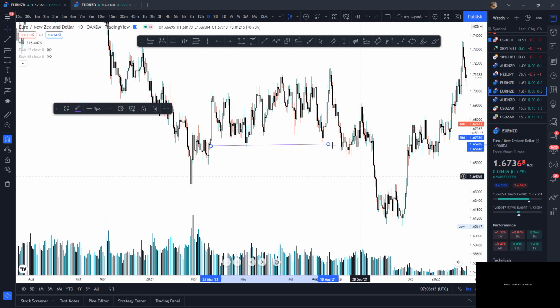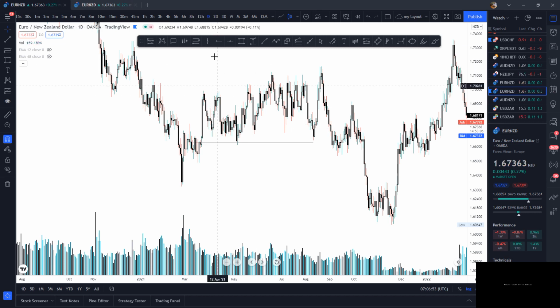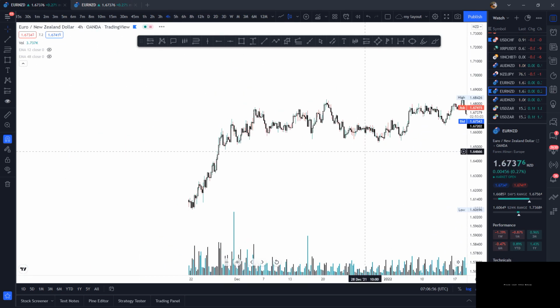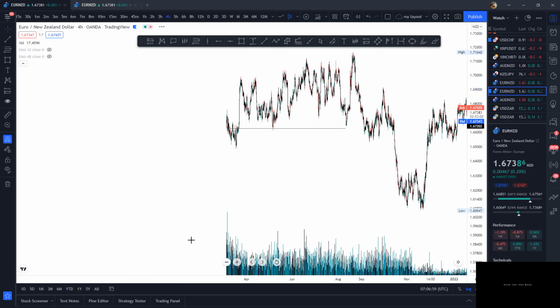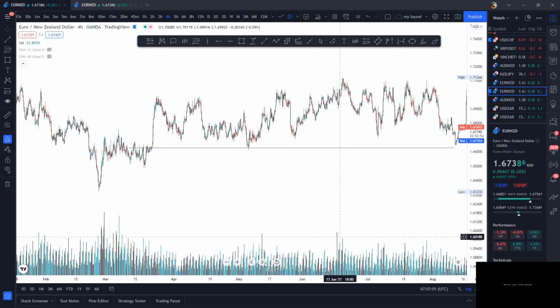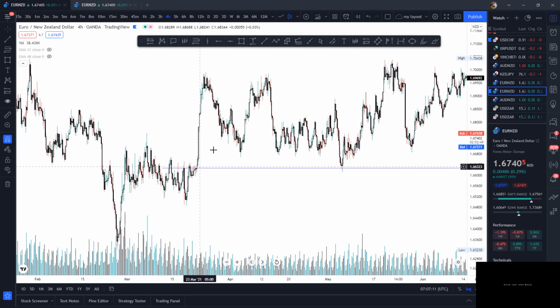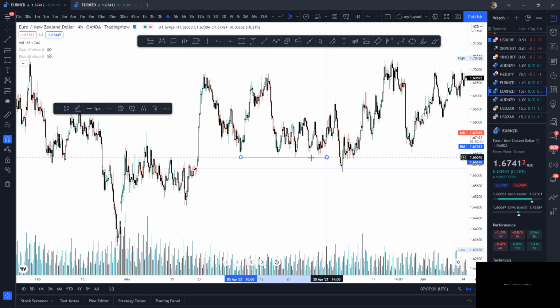Price came, price had a first attempt to touch it. So if I go to the 4-hour chart, you see it clearly. So this is a zone we marked on the daily chart. Price came once, twice, 3 times, 4 times, and then created a liquidity pool around the zone.